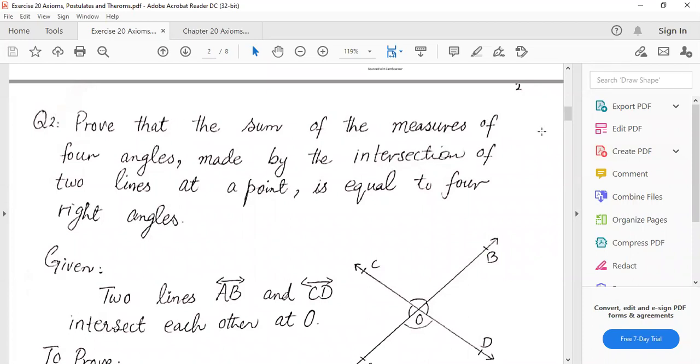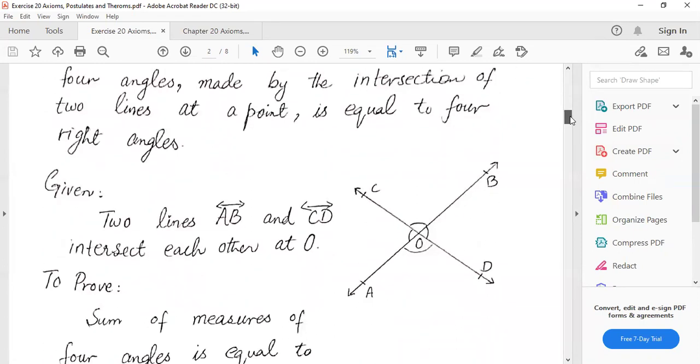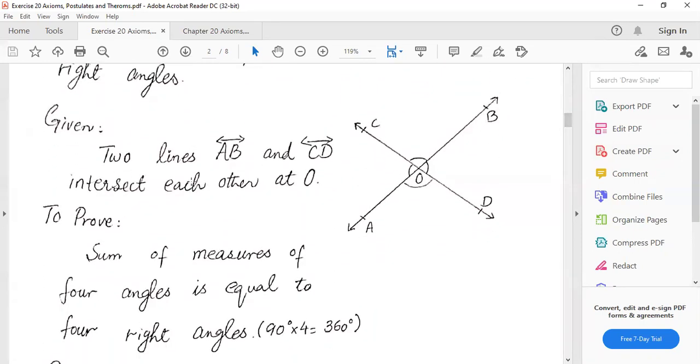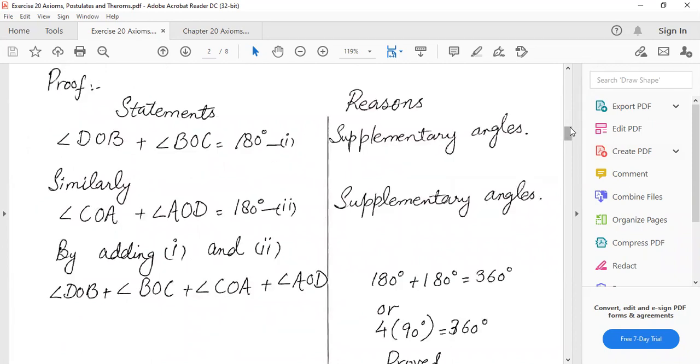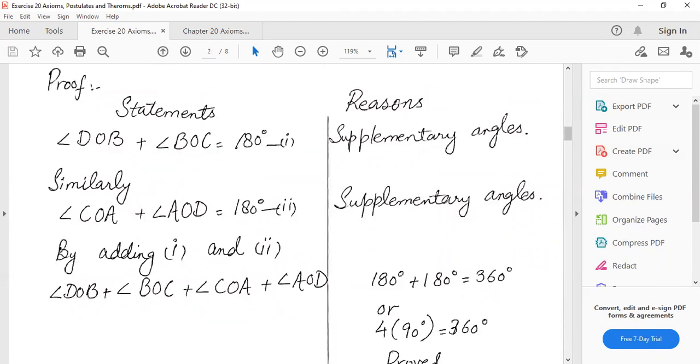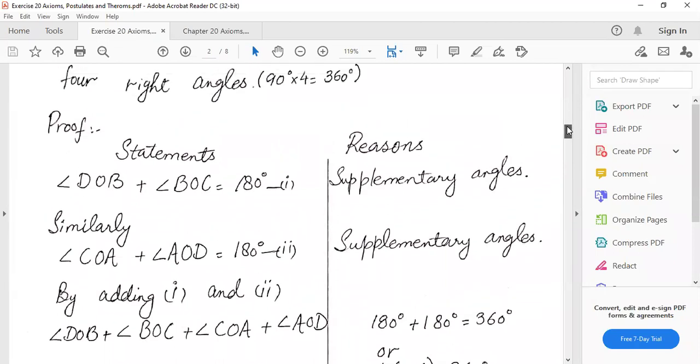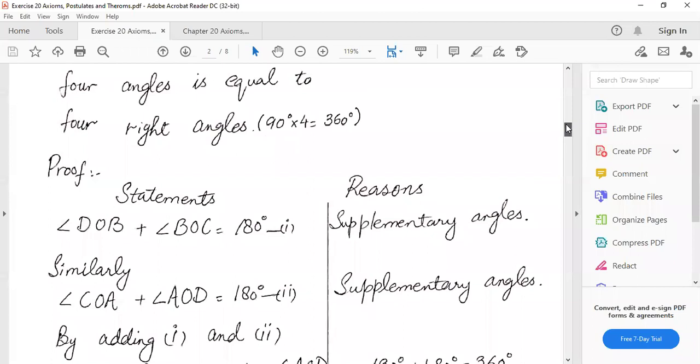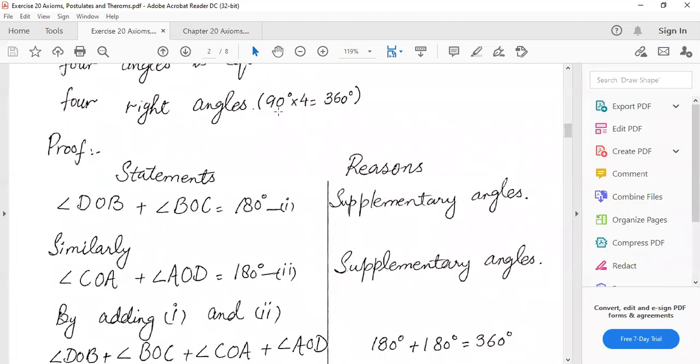So I am just telling you, keep this statement in your mind, and on the basis of this, we will generate the given statement: 2 lines AB and CD intersect each other at point O. Now what we have to find? We have to find the sum of the measures of 4 angles is equal to 90-degree or right angle, like this, is equal to 4 right angles. Now 4 right angles means 90 multiplied by 4, that is 360.